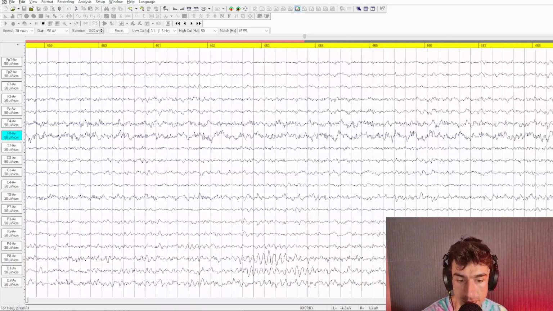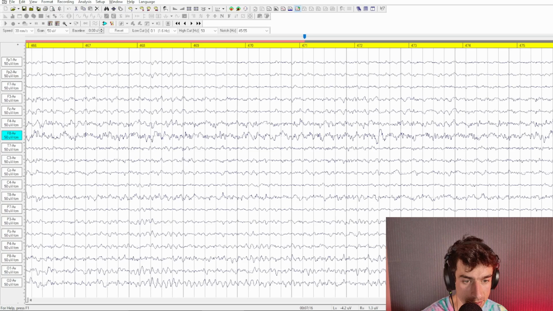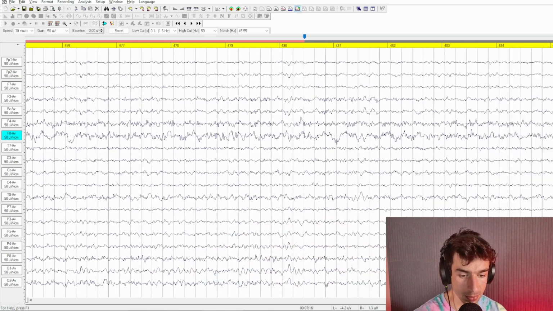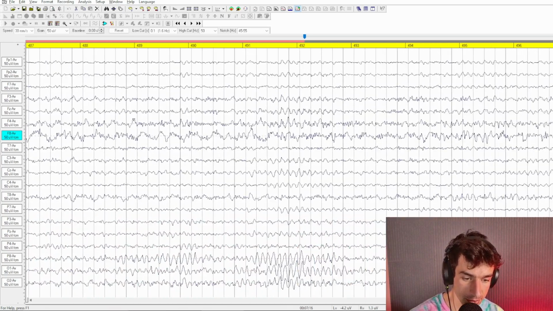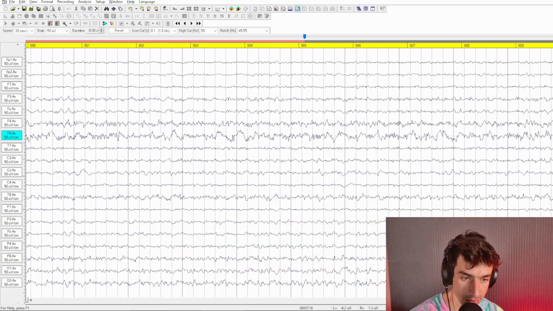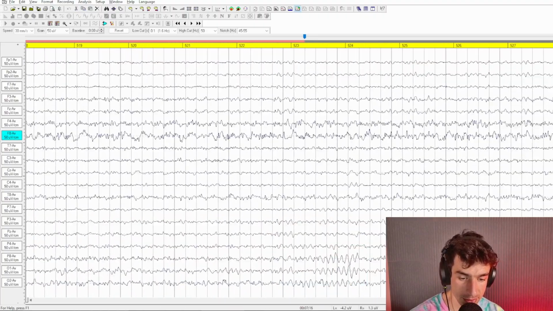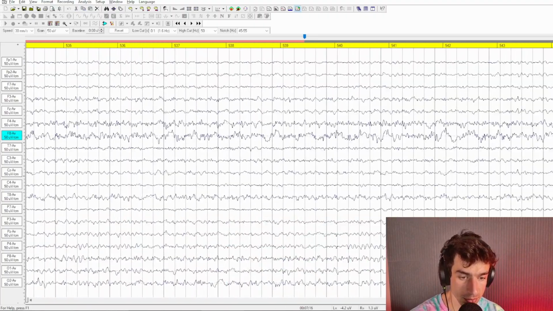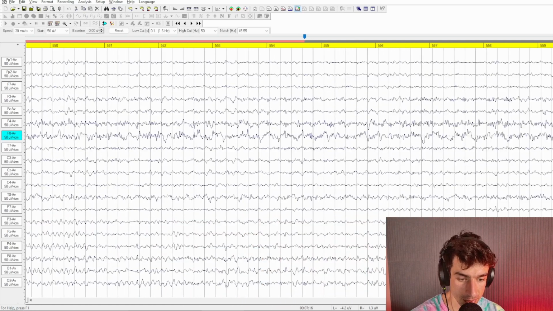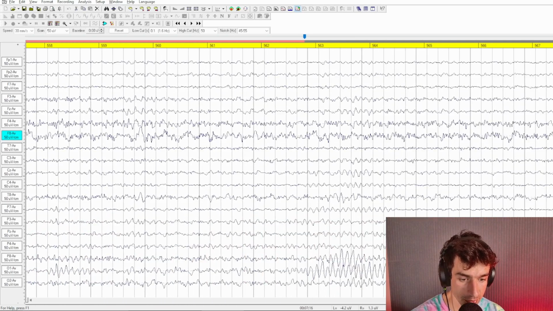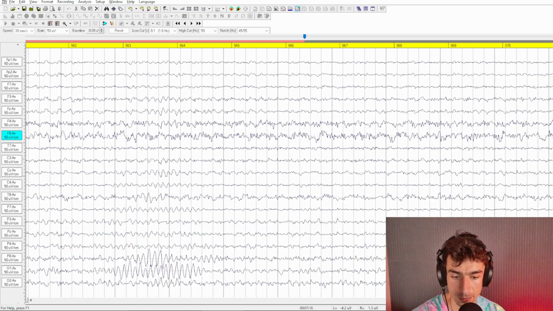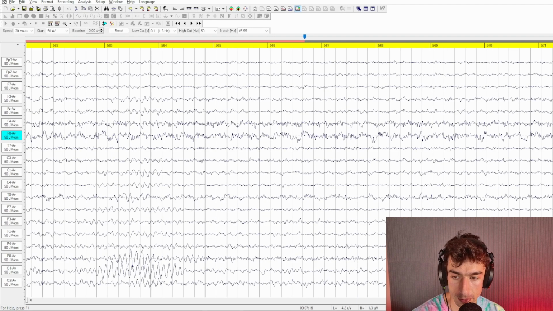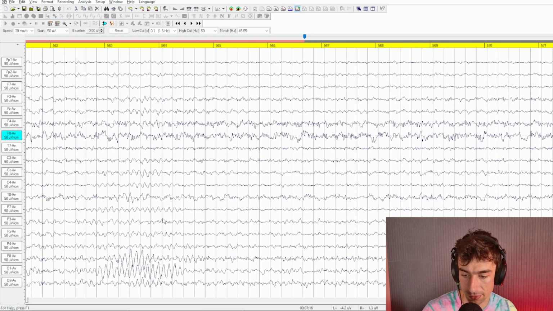So there's a little bit of drowsing happening, but given the presence of the muscle tension and the general faster background, this is presenting as someone who's a little bit more on edge than some of the other EEGs we've analyzed recently. Here's a rare burst of alpha. 1, 2, 3, 4, 5, 6, 7, 8, 9, 10.